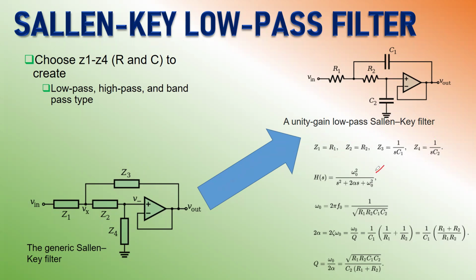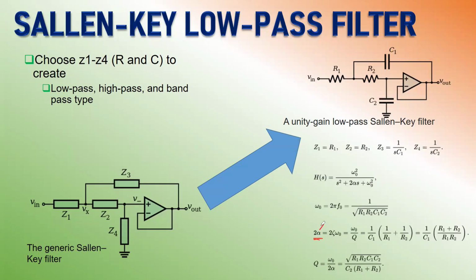And for a second order low pass filter, the transfer function has a standard form: H(S) = omega naught squared divided by S squared plus 2 alpha S plus omega naught squared, where omega naught is the undamped natural frequency, which is given by 2 pi F naught, which is equal to 1 over the square root of R1 R2 C1 C2. So this is how you can design the filter for a specific frequency. Choose values of R1, R2, C1, C2 to set the frequency of the filter.